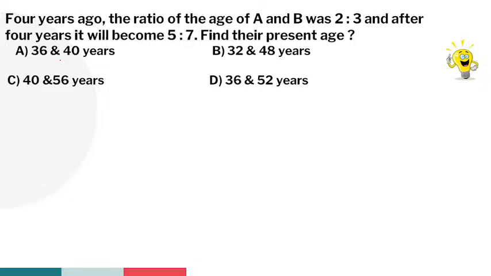4 years ago, the ratio of the ages of A and B was 2 is to 3. And after 4 years, it will become 5 is to 7. Find their present age. So what is the answer, guys? Very good question. All of you, please respond in chat box.